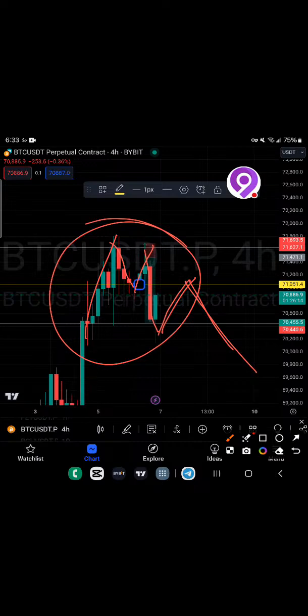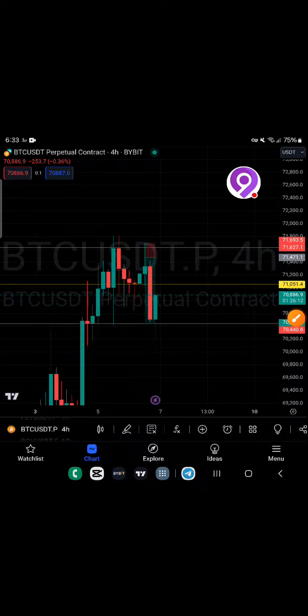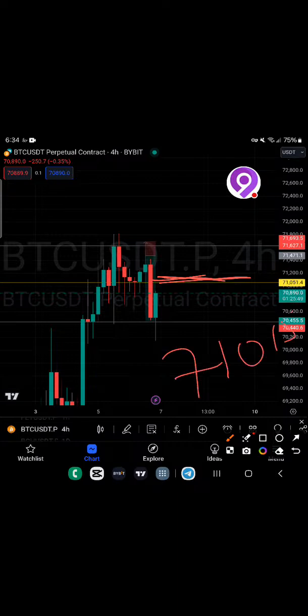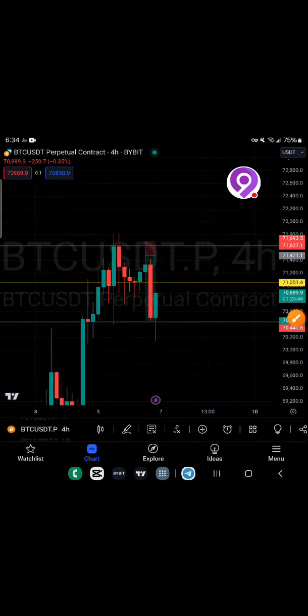Okay. So here, I can decide to set my limit order to 71,051. This is it, this yellow line. As we speak, the current market price is at 70,888, right? Since the market is not there yet, I can decide to set my limit order all the way to 71,015. So that's the advantage of setting a limit order.